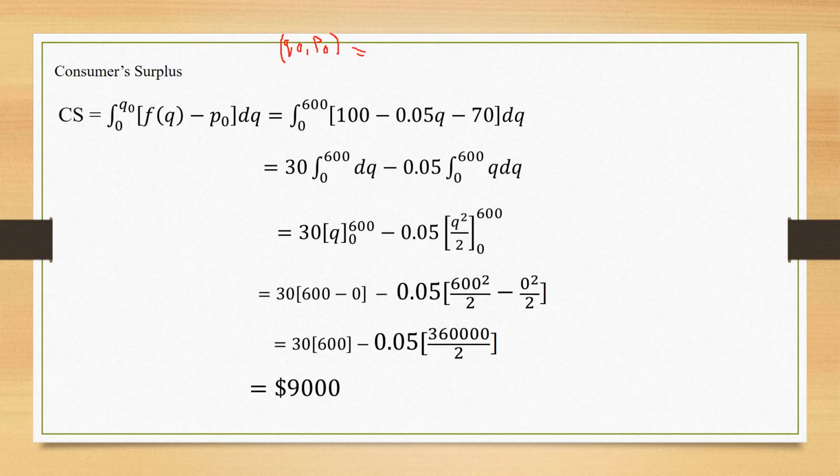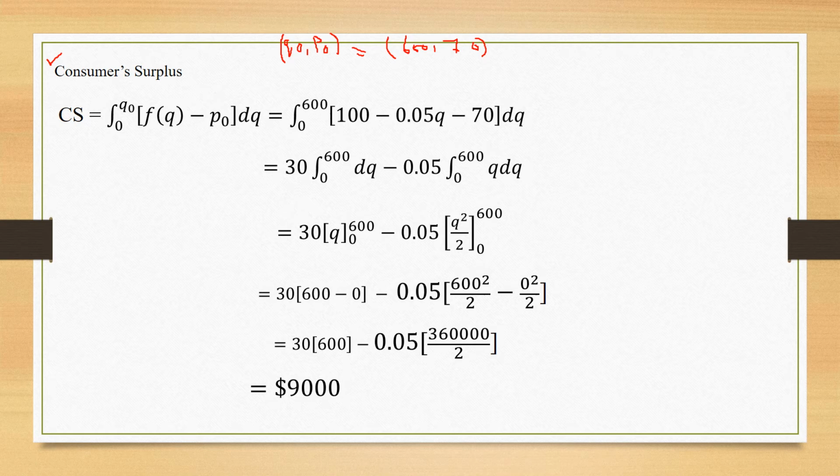So it will become 600 and the value of P naught is 70. Okay, so now my dear student, this is the equilibrium point, 600 and 70, where the supply and demand equations are both the same. Now we need to find the consumer surplus.